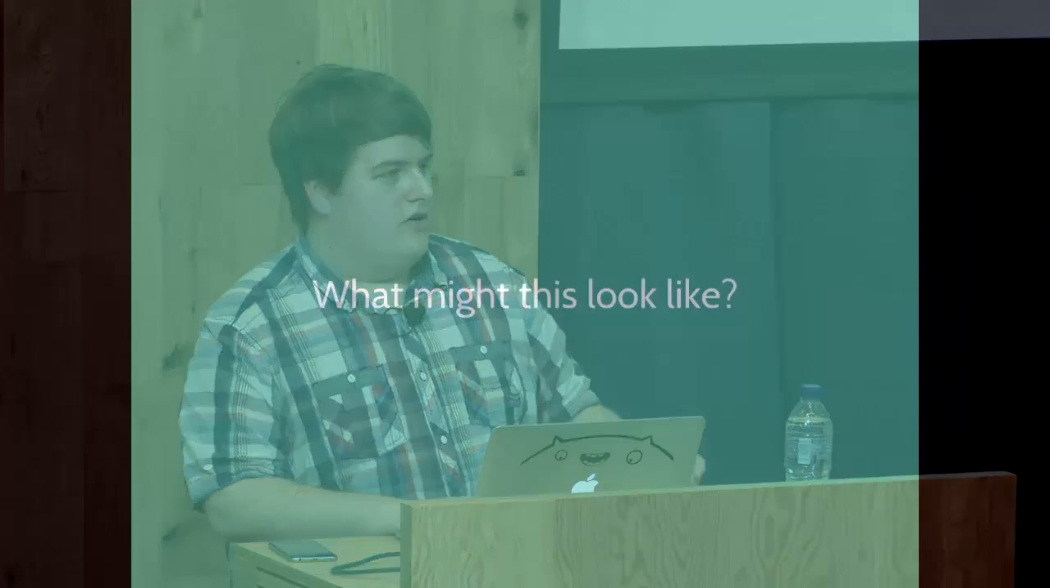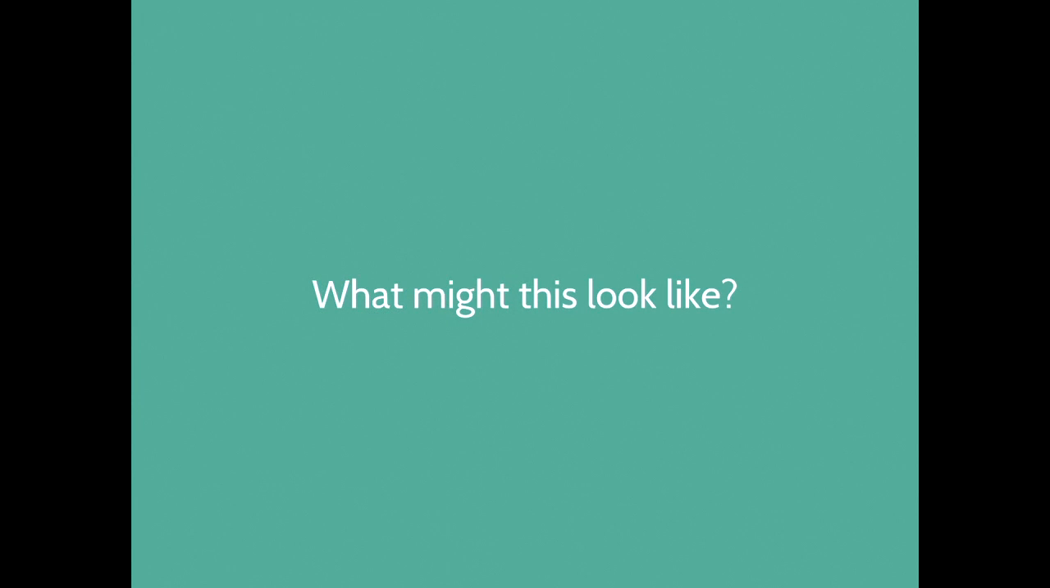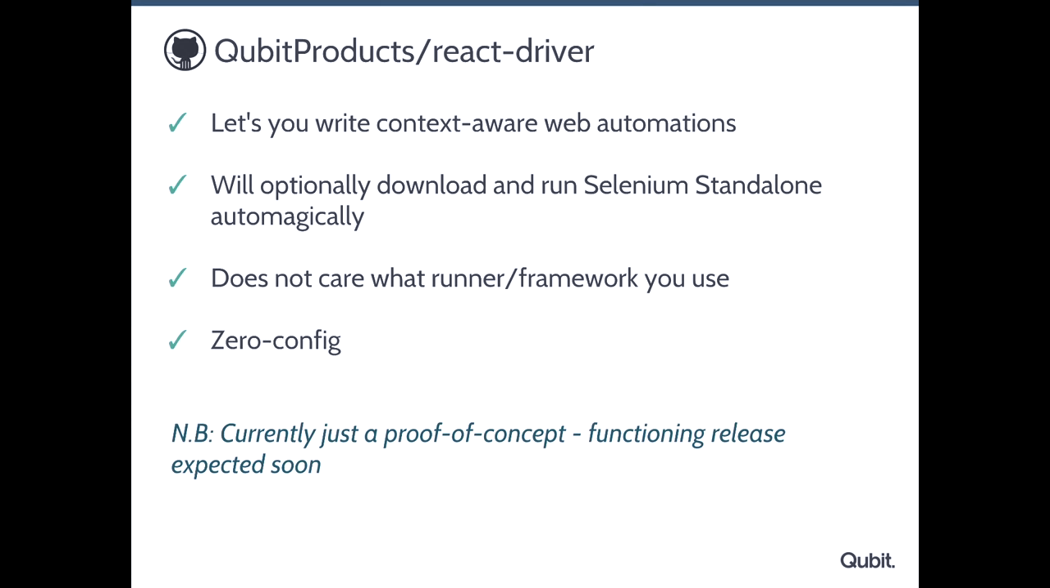So I've been working on a proof of concept for what this could look like, and I've called it React Driver. It lets you write context-aware web automation. It lets you directly interface with React or whatever you want to work with. It can also download and run Selenium for you automatically on a computer with no configuration or anything. It doesn't care what runner or framework you use, and also it can be zero config. So to just run it, it just runs on its own. You can add config, but that's optional.